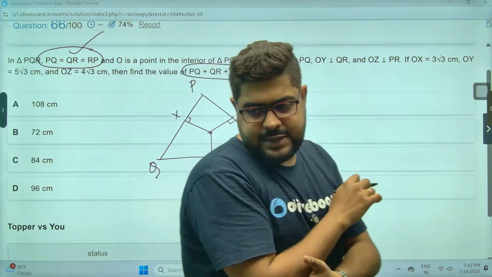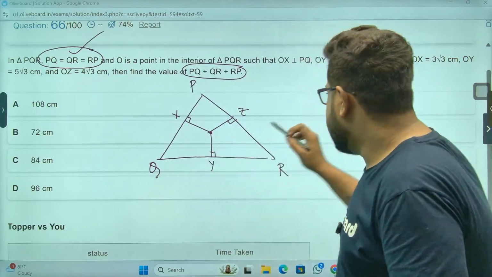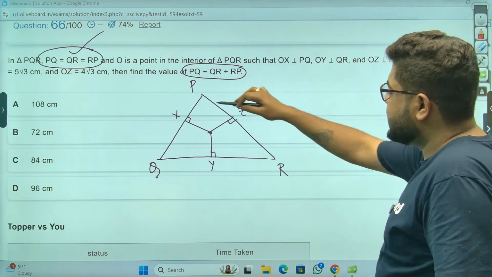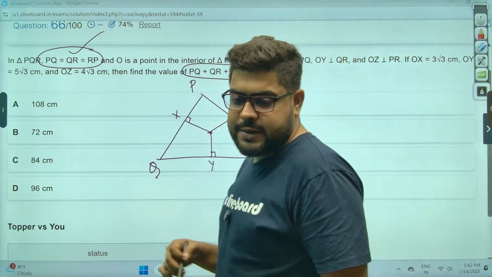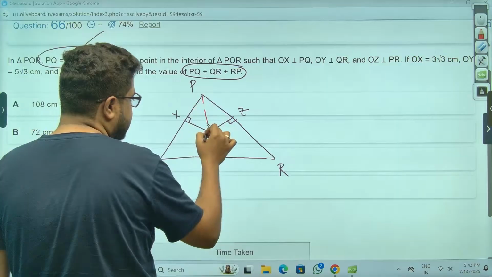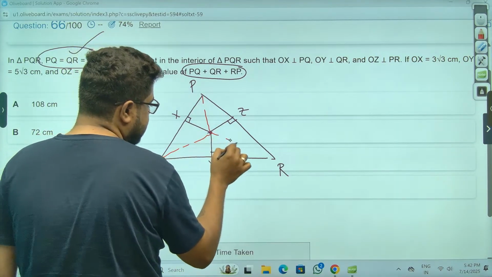Sir, remember always. I'm not asking you to blindly remember anything. The blind formula is that the sum of these three equals the height. The sum of all three altitudes is the height. But again, sir, why does that happen? This is the reason it happens.